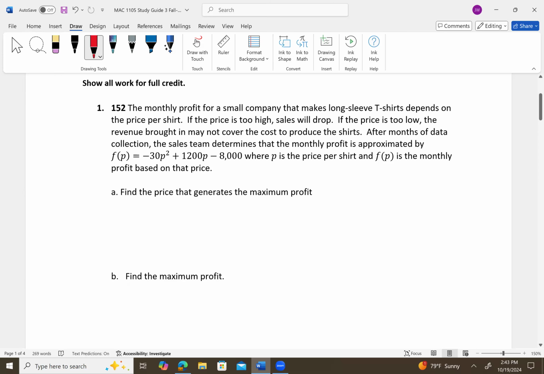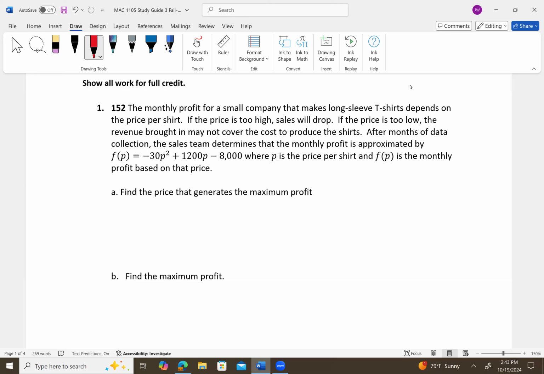The monthly profit for a small company that makes long-sleeve t-shirts depends on the price per shirt. If the price is too high, sales will drop. If the price is too low, the revenue brought in may not cover the cost to produce the shirts.